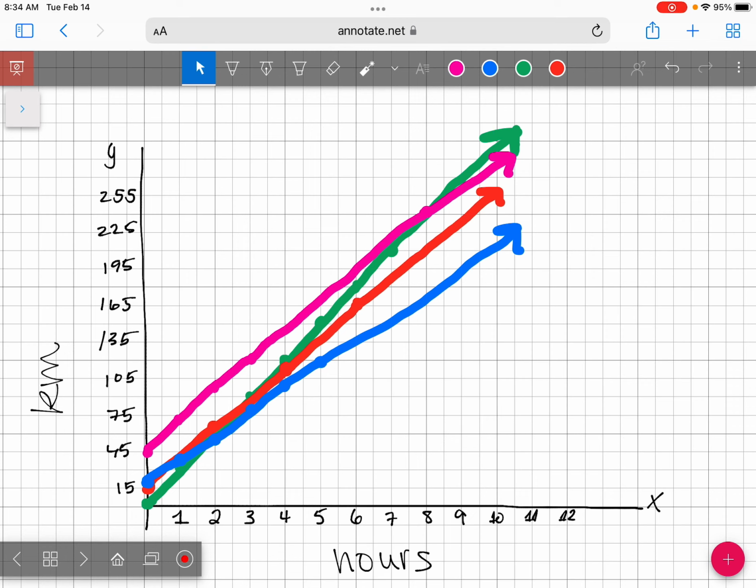Maria. How do we know Maria is cycling the slowest? Her slope is the slowest, or it's the least steep of the lines, right? What's her slope? 20. Her slope was 20. So you could also write that as an explanation, okay? So Ryan is the fastest, Maria is the slowest. Everyone good on that? Okay.